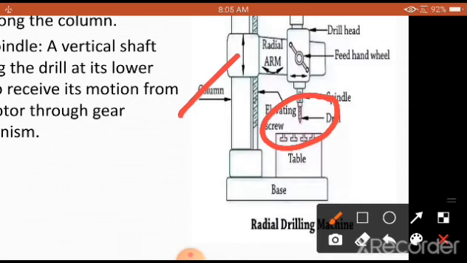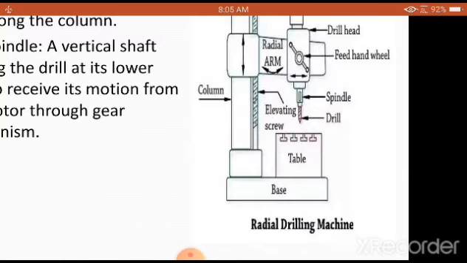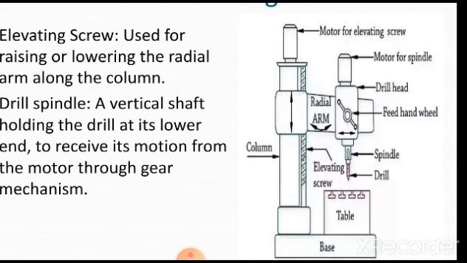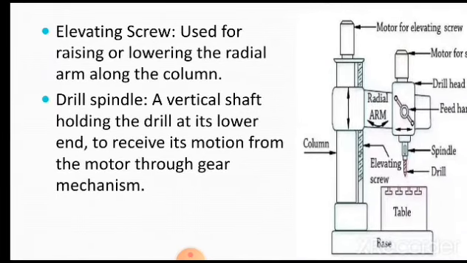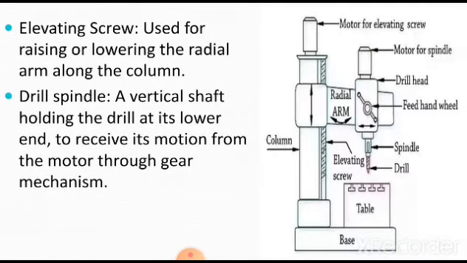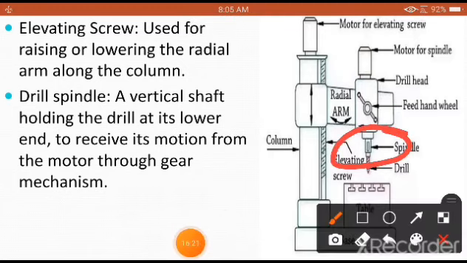That is why we are going to consider making the radial arm to be fitted on the column itself, depending upon the height of the workpiece to be machined. Now, a vertical shaft: we are going to see what is the function of a drill spindle. We are now understanding about the drill spindle, which you are going to see clearly here.